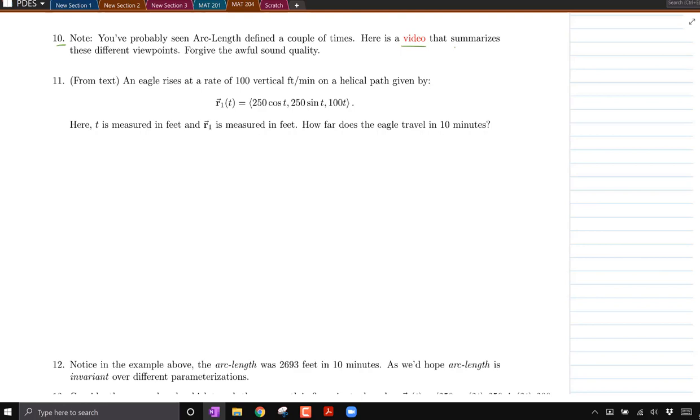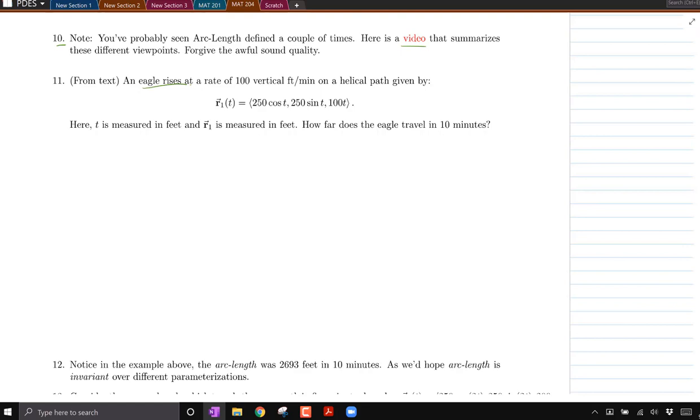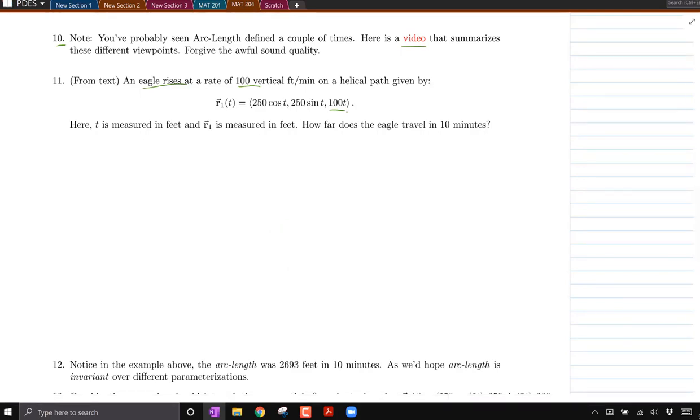Here's a nice concrete example that I took from the text, where we've got an eagle flying in an elliptical path. It's circling around, but as it circles, it's rising upwards. It's rising upwards at 100 vertical feet per minute, and that's reflected by the z component there. If we think of this as north, south, east, west, and horizontal, that tells us how our horizontal component is changing.